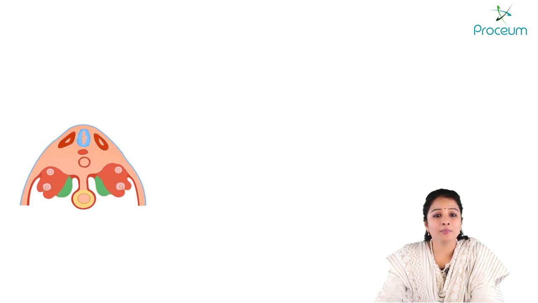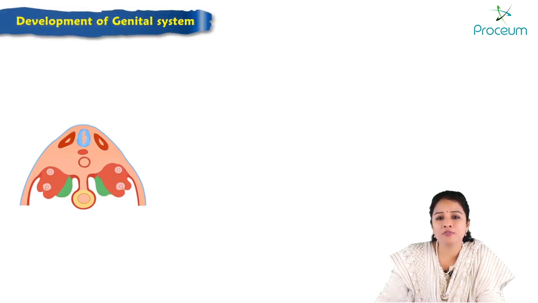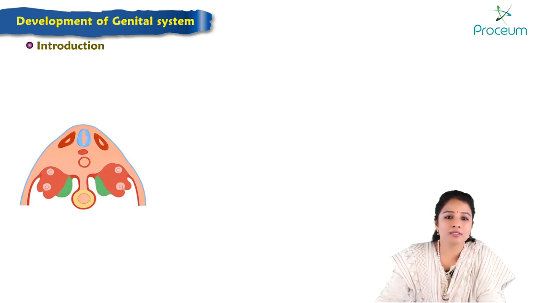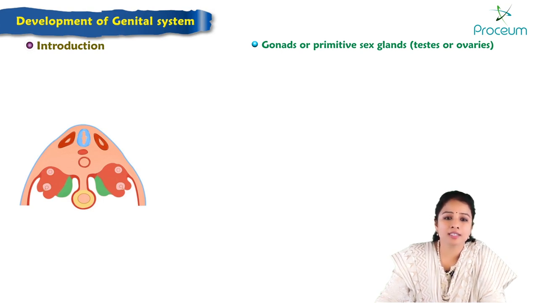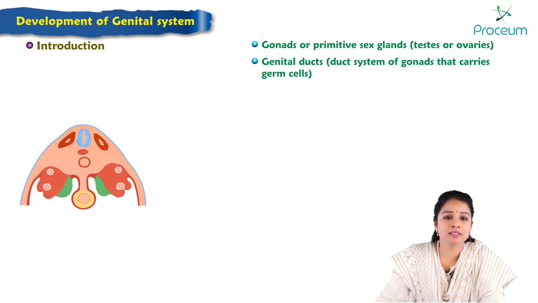In today's video, I am going to explain development of genital system, which includes common changes happening in both males and females, and we would also discuss in detail regarding male reproductive system and also the female reproductive system as well. So, genital system consists of gonads or primitive sex glands, which are testis in males and ovaries in females. Genital ducts, the duct system of gonads that carries the germ cells and external genitalia.